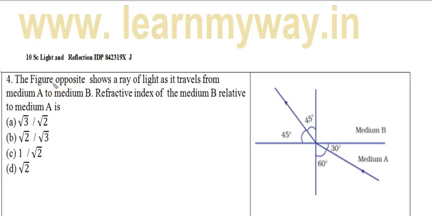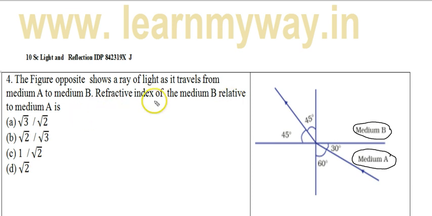The figure opposite shows a ray of light as it travels from medium A. So this is your medium A given over here. So light is traveling from medium A to medium B, right? It is starting from medium A and moving to medium B. The refractive index of the medium B relative to medium A is.